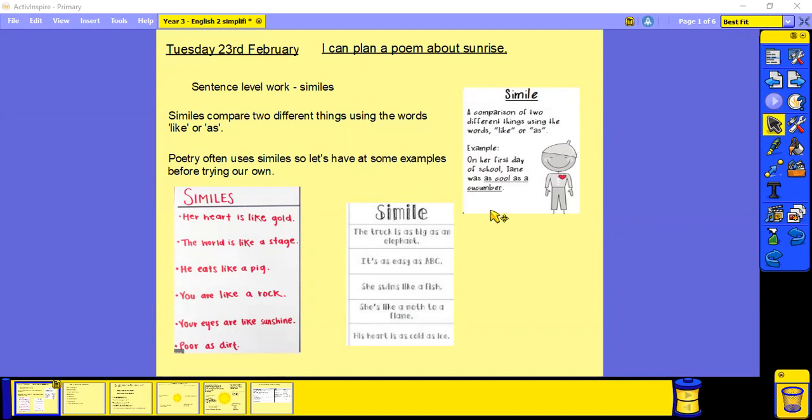So here it shows you a simile, a comparison of two different things using the words like or as. As an example, on her first day of school, Jane was as cool as a cucumber. As cool as a cucumber is the simile.